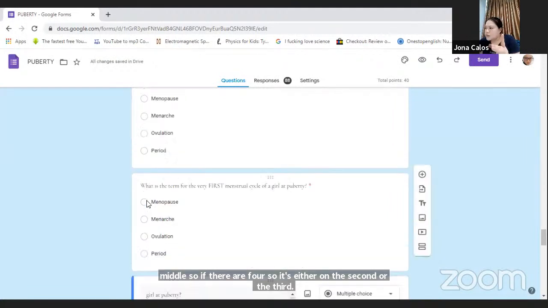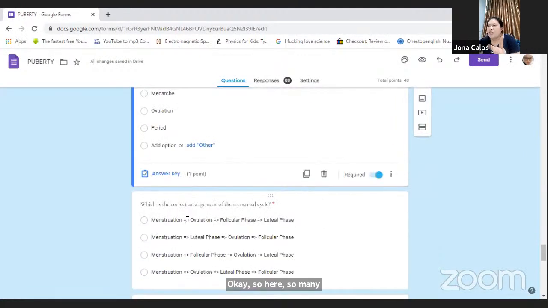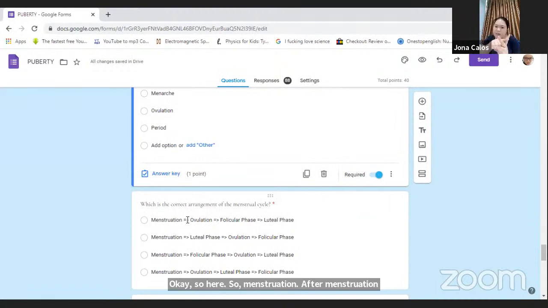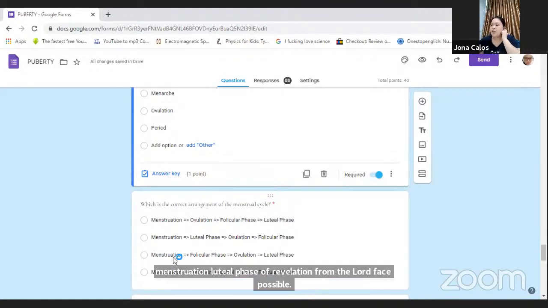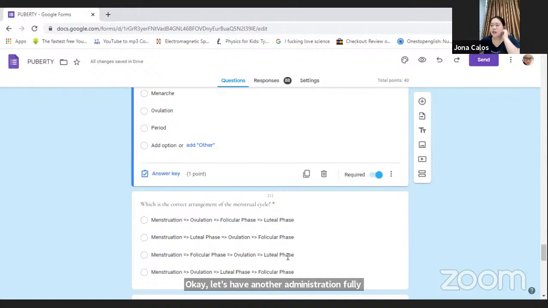Okay, so after menstruation, there should be something before ovulation, and after ovulation, there should be something before menstruation. So menstruation, something, and then ovulation. So there should be something in between them. So menstruation, luteal phase, ovulation, follicular phase, possible. Okay, let's have another. Menstruation, follicular phase, ovulation, luteal phase, also possible. Now, here, which of these could be the best answer?